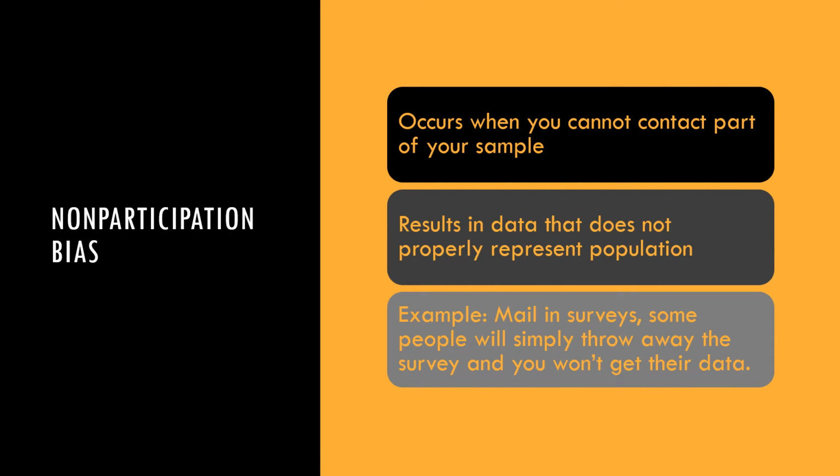The next type of bias is a non-participation bias, and this occurs when you cannot contact part of your sample group. And again, this results in data that does not properly represent your population of interest.